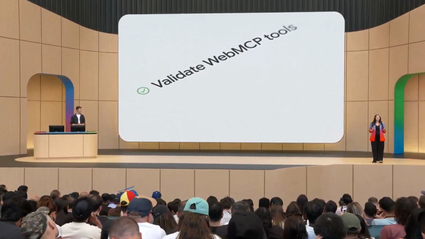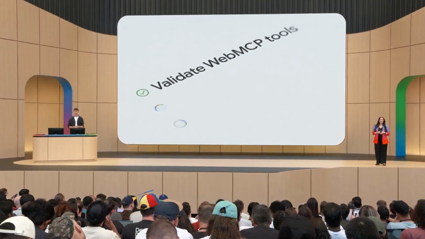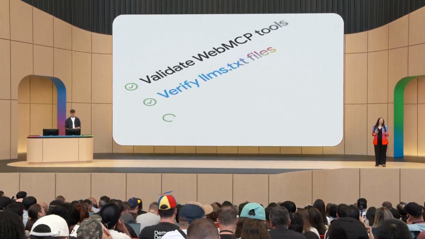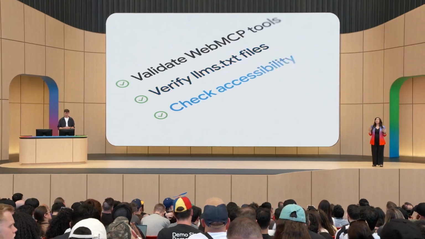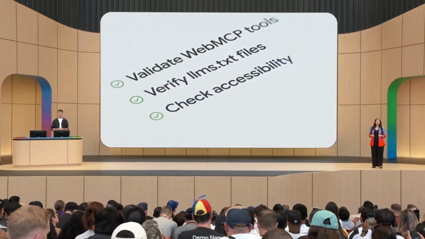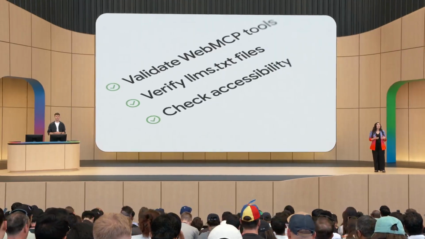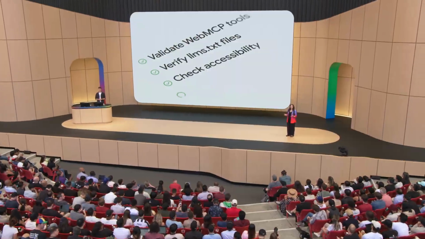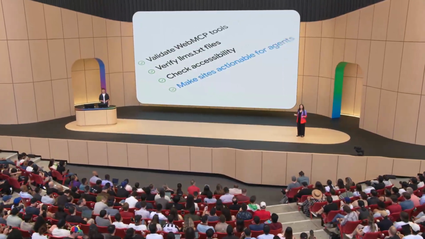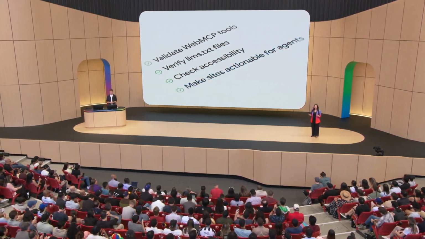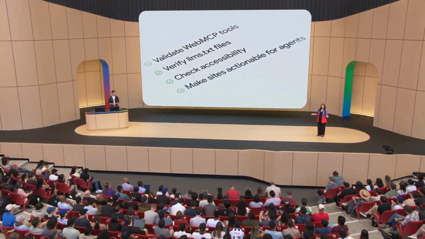It also verifies your LLMs.txt file, a new standard for giving models a clear map of your site's content. And it's reevaluating a lot of the familiar Lighthouse accessibility audits. Because most agents navigate the web using the accessibility tree, every ARIA role or label that you optimize doesn't just help a human. It makes your site more actionable for an agent, too.